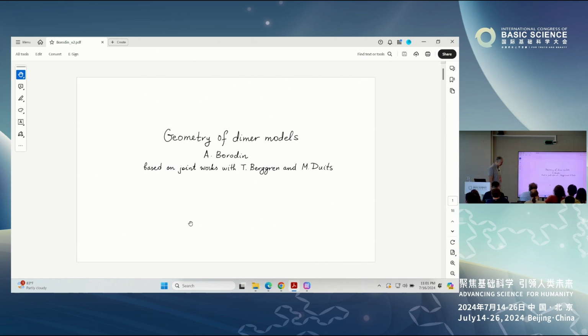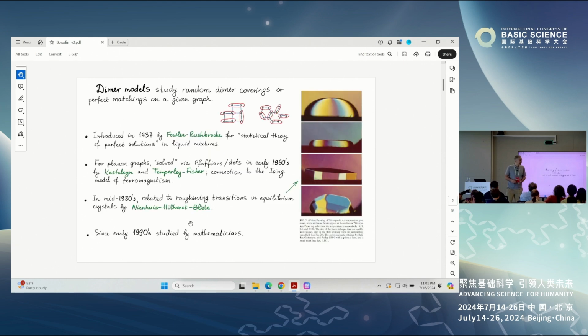Very pleasant experience. So my talk is about dimer models. I don't have a usual pointer, so I'll use my hands on the screen. I think the audience is not too big, so you should be able to see. I'll start with the discussion of what dimer models are.